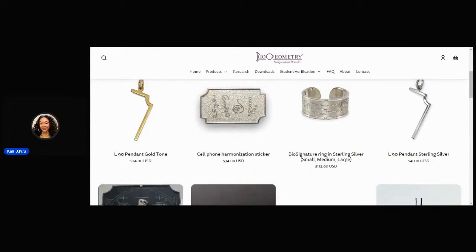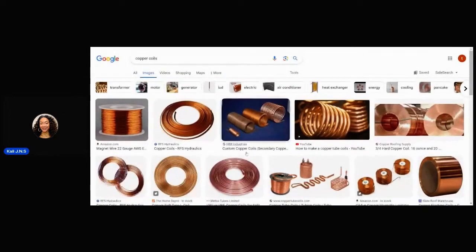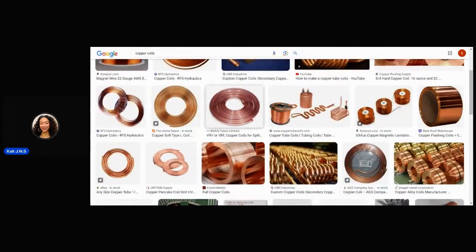You can always use blocking. So say if you don't want to go to this website, because I'm not paid or anything on this website or nothing like that. So say you don't want to go to this website, say you just want to go on Amazon or something. You can get copper coils. Let's actually look it up. Let's just Google copper coils. Copper coils. Like shit like this. Copper coils for home.